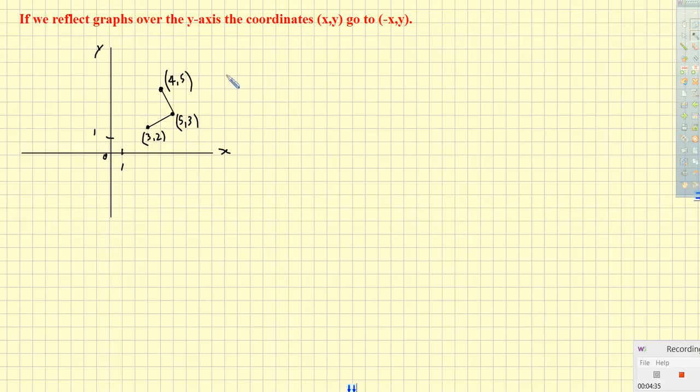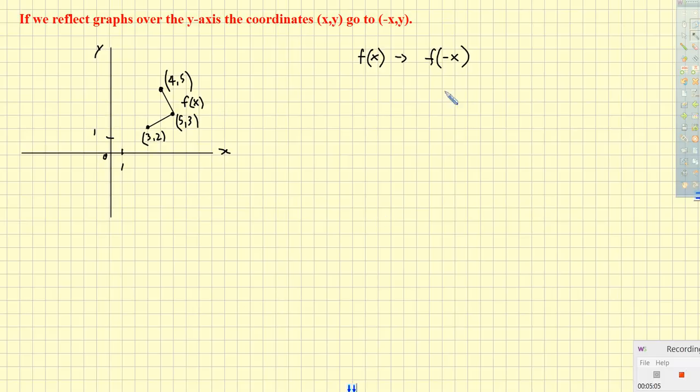If I reflect it over the y-axis, it means that my x values will be changing. So my f of x graph would technically be going to f of negative x. So it means it's my x values that are changing here, not my y values. And therefore, wherever I have a value of x, so 3, 5, and 4, they will go to the opposite sign.